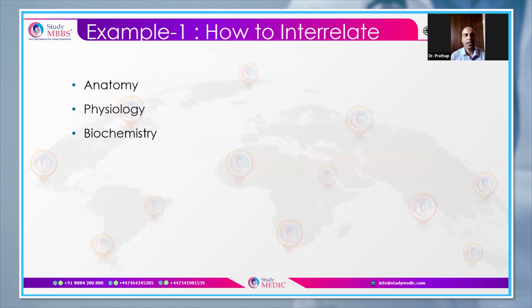So how to interrelate the anatomy, physiology, and biochem: the structural aspect, the functional aspect, and the molecular level. Almost 90% of the topics can be aligned and integrated. The remaining 10%, because general anatomy, general physiology, and general biochem deal with their own basic things, cannot be integrated. But with that background knowledge, we can integrate almost 90% of all these three subjects.